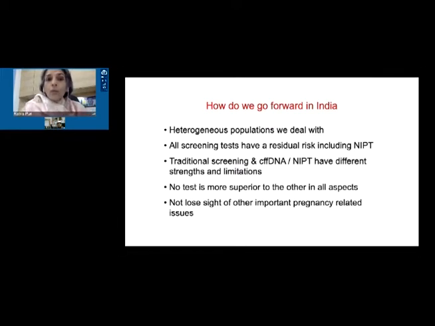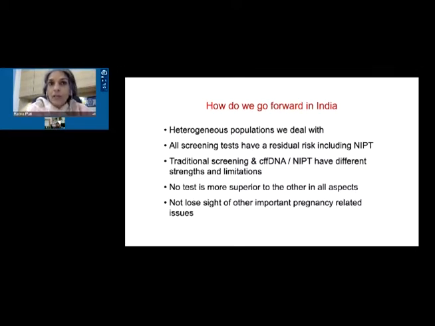How do we apply them to India? We deal with a very heterogeneous population. Very often the patients tell us, doctor, you decide for us. Of course, we don't decide for them, but we would need to assist them in making the decisions, because every patient may not understand the intricacies of all these tests.